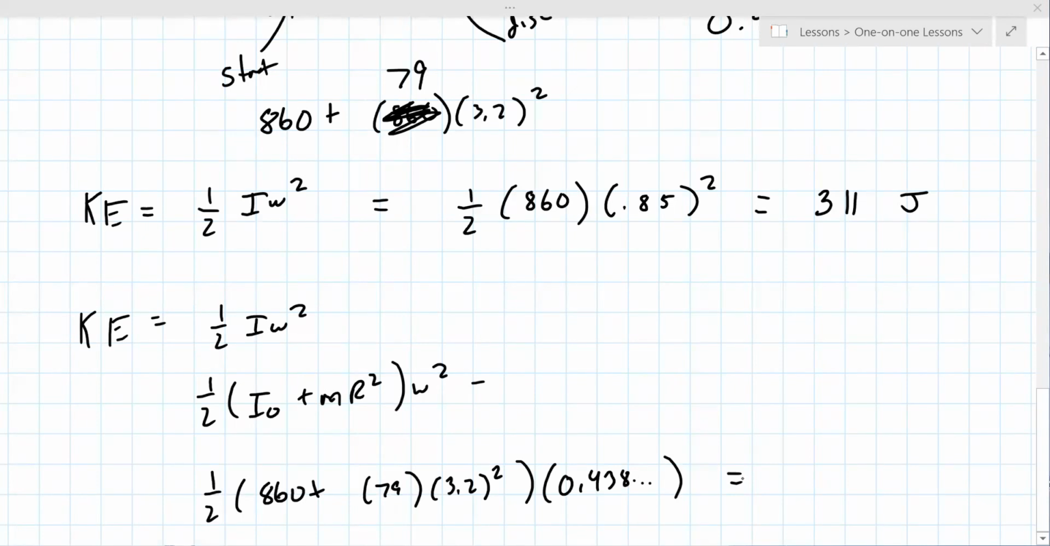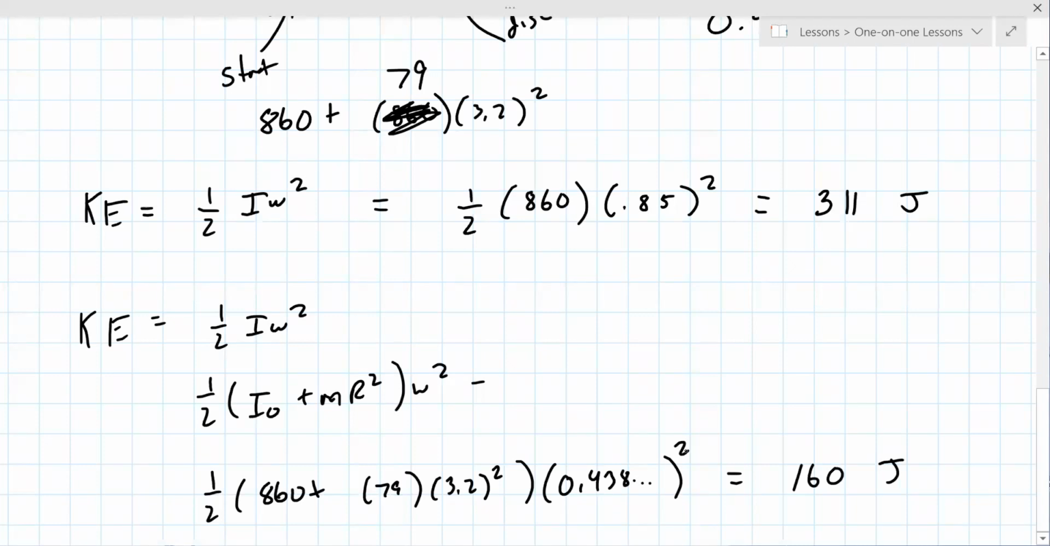So what I've got to do is go back and save that value for W. So that's 1/2 times 860 plus 79 times 3.2 squared, times W squared. So that's 160 joules, because that number's squared.